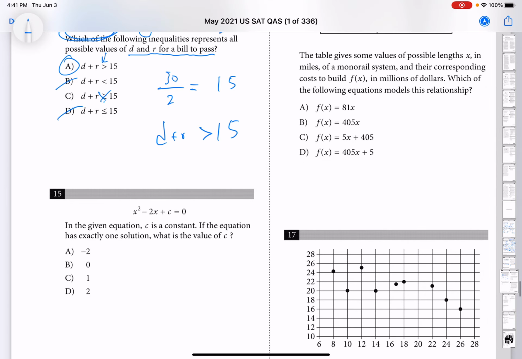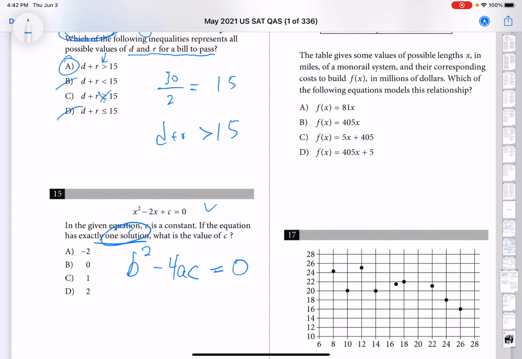Okay, 15. In the given equation, C is a constant. If the equation has exactly one solution, what is the value of C? Okay, so I'm going to teach you guys an equation here. It's called the discriminant. When you have a parabola, which is what this is, you're going to use b squared minus 4ac. And if it's exactly one solution, this will have to equal 0.